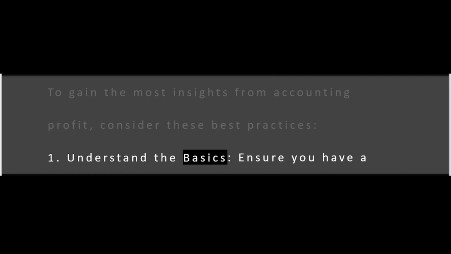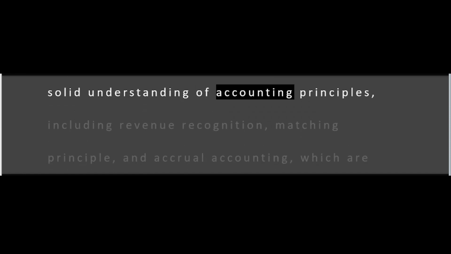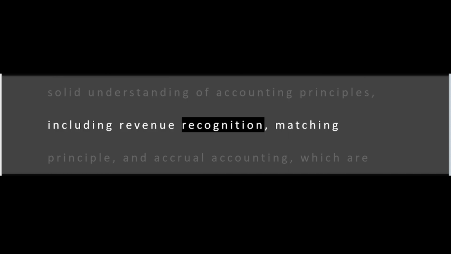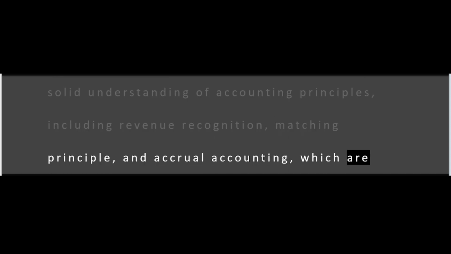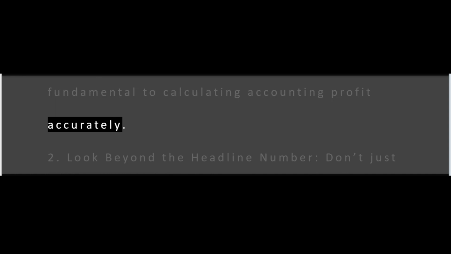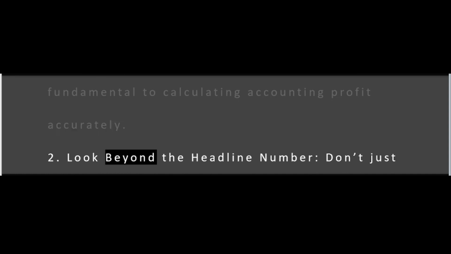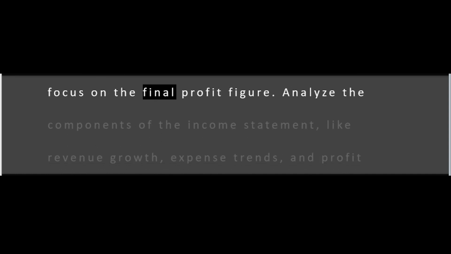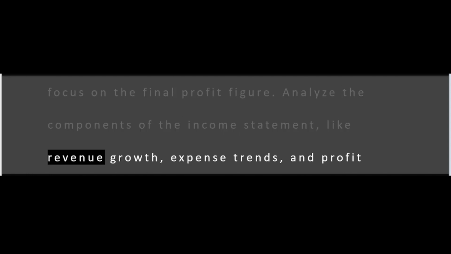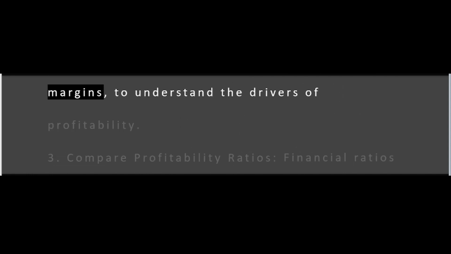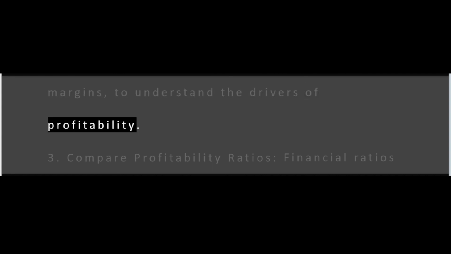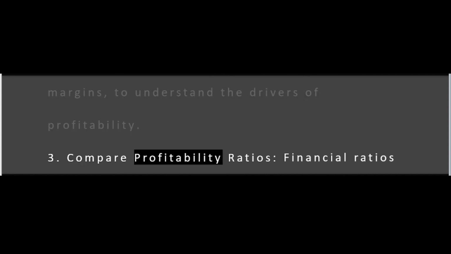1. Understand the basics. Ensure you have a solid understanding of accounting principles, including revenue recognition, matching principle, and accrual accounting, which are fundamental to calculating accounting profit accurately. 2. Look beyond the headline number. Don't just focus on the final profit figure. Analyze the components of the income statement, like revenue growth, expense trends, and profit margins, to understand the drivers of profitability.